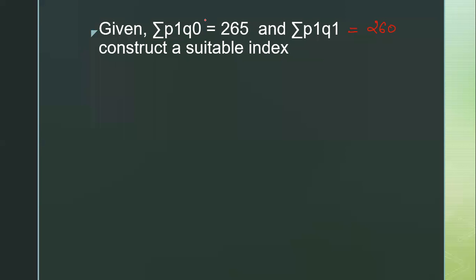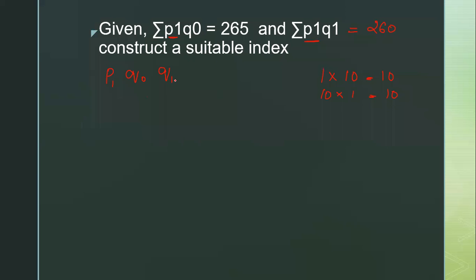They have given us P1. See here, P1 is there, here also P1 is there, common is P1. Q0 is given, Q1 is given. What is the problem? They have only reversed it. 1 into 10 is equal to 10, 10 into 1 is also 10. So here also they have only reversed it. So it is Paasche quantity.